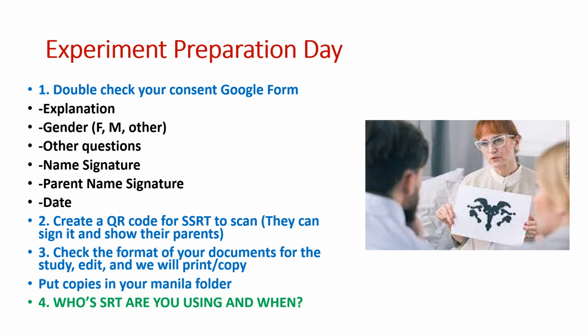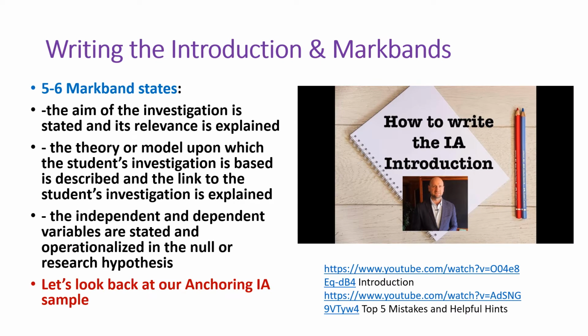Then we did experimental prep days and so forth, and you've done your experiment. So now we're ready to write our actual IA. The first section is called the introduction. On your check sheet that you see in front of you, you have a section at the top that talks about the title page, and then the next page is the table of contents. The introduction is where your word count starts.